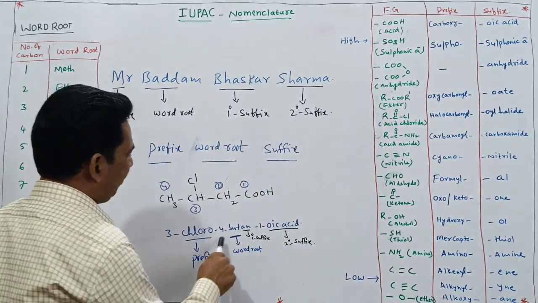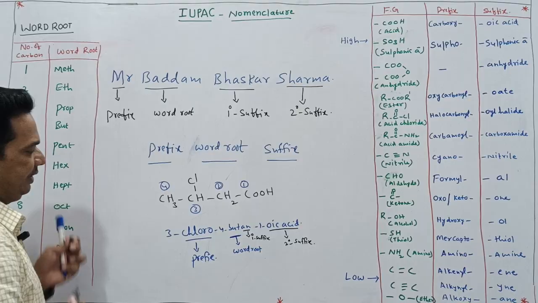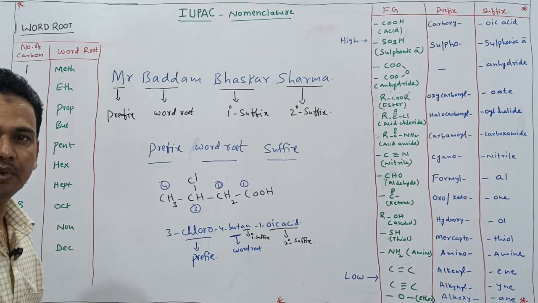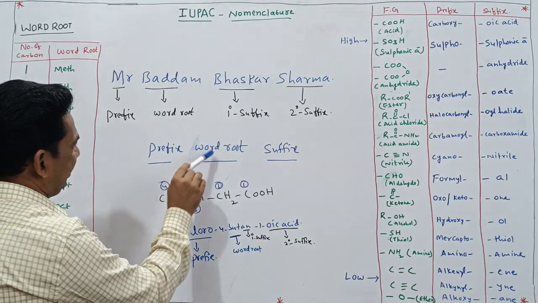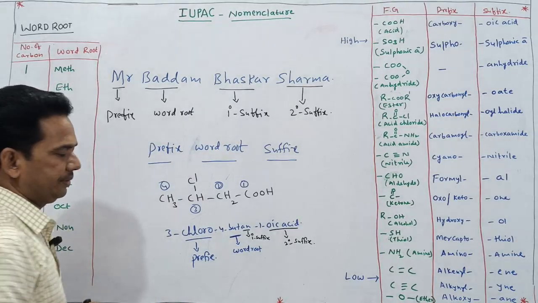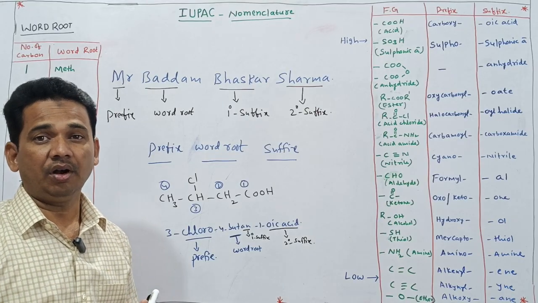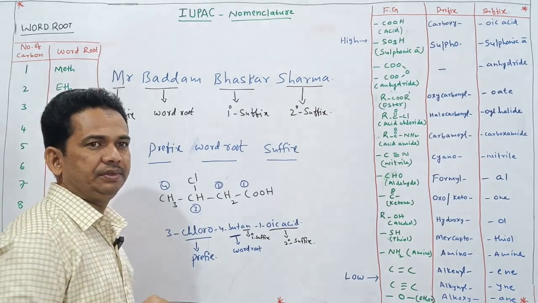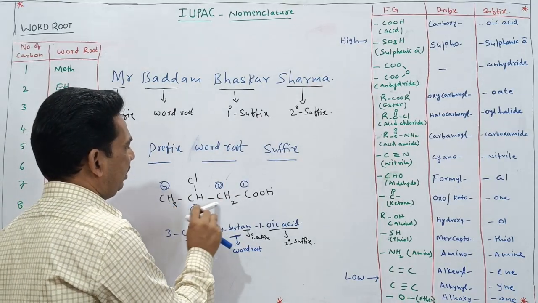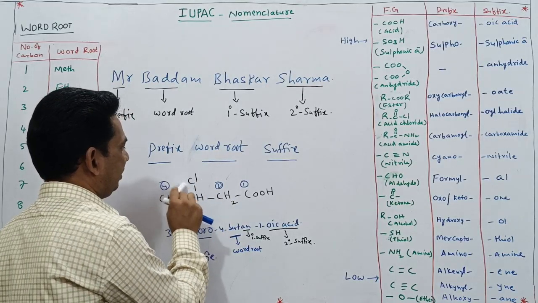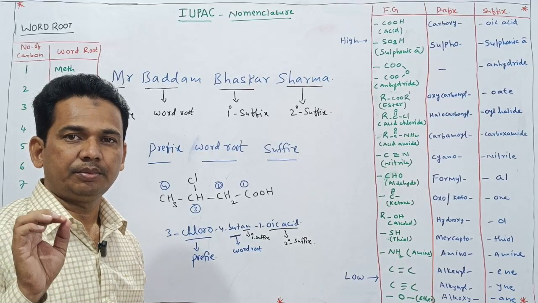Always before the word root. That's why I told you, what we are fixing before the word root is called the prefix. In any compound, if we are fixing something before this word root, that is called the prefix. Prefix will always be the substituent, which is not part of the compound. See here, 1 2 3 4, these are all part of the compound. Only this one, which is not part of the compound, is called the prefix, which we give as substituents.